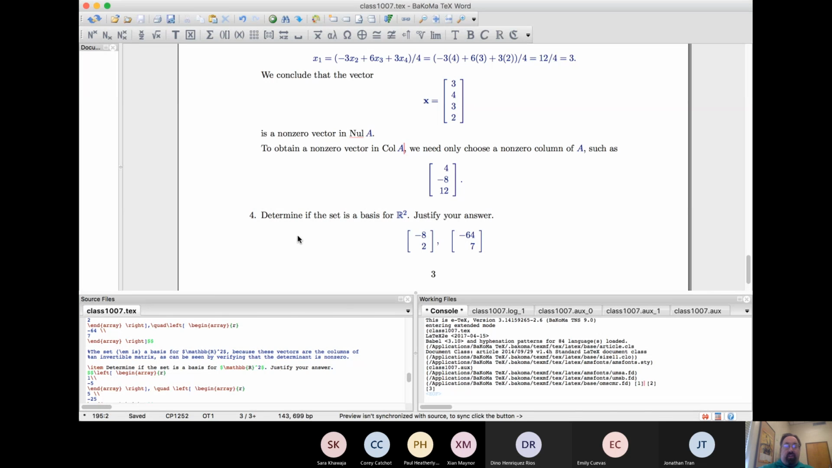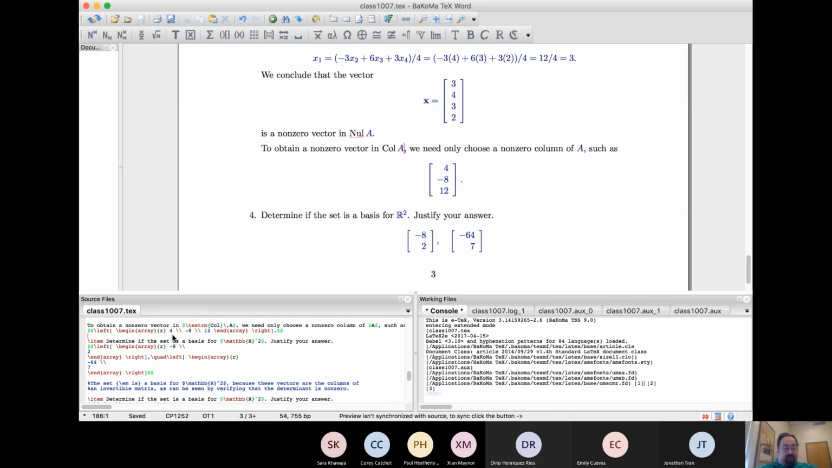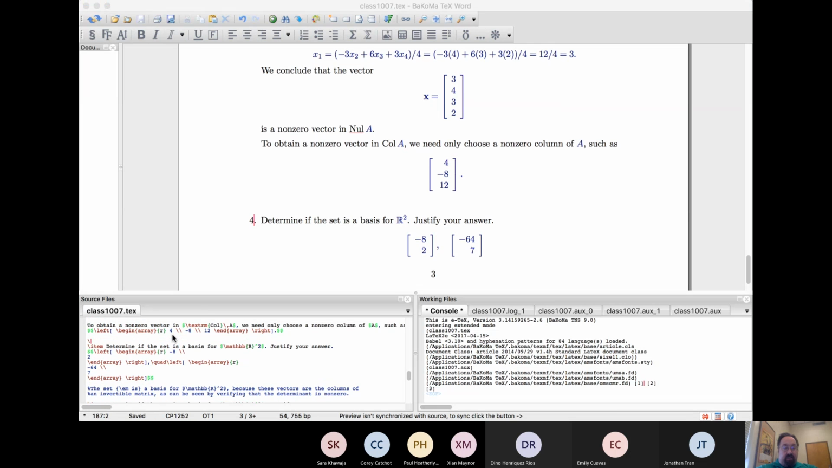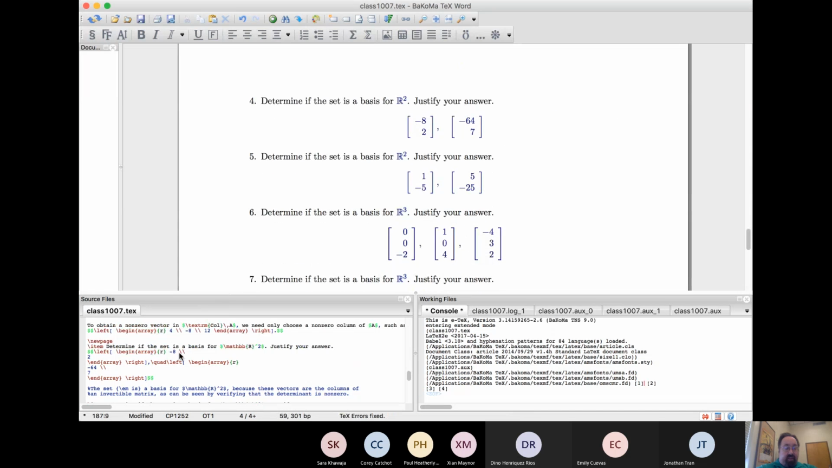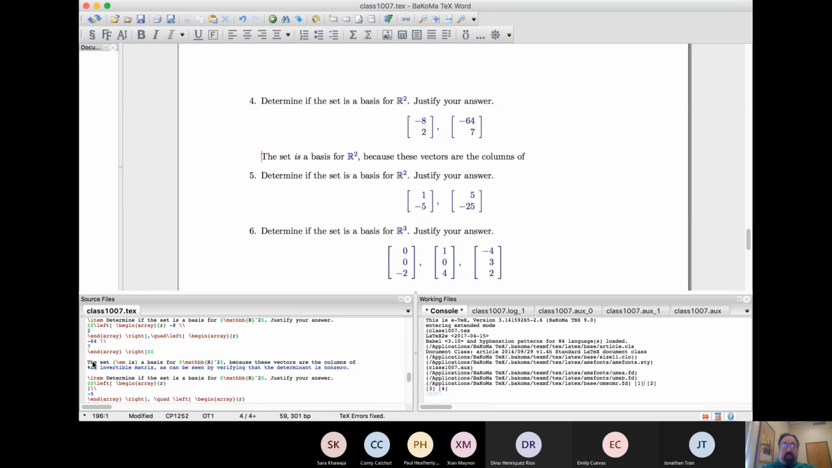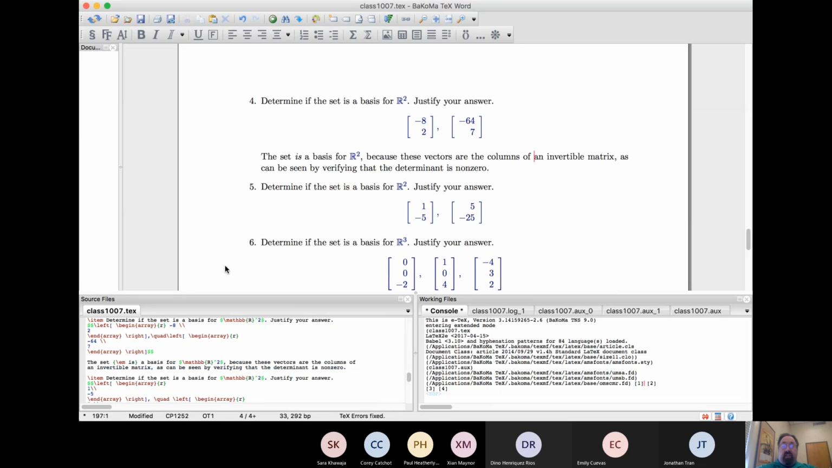And for a 2 by 2 especially, the easiest way to do that is to check the determinant, which I introduced last time. But the determinant would be minus 8 times 7 minus 2 times minus 64, and you would find that that's non-zero. But probably the easiest way, when you have 2 vectors, is to check: is one a multiple of the other? If not, then these make an invertible matrix. It is a basis.